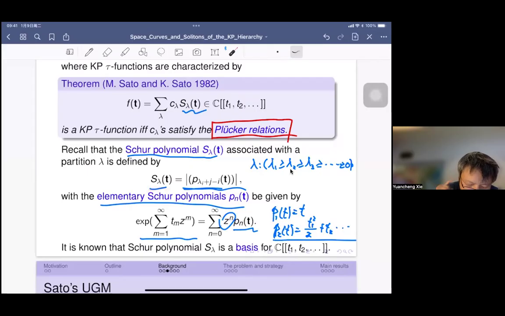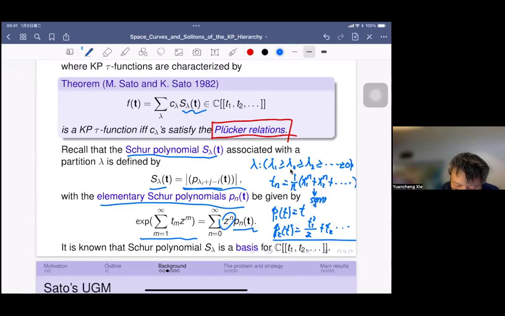This polynomial has actually existed in mathematics for more than 100 years. If we just take t_n to be 1 over n times (x1 to the n plus x2 to the n plus etc.), imagining there are infinitely many variables x1, x2, ..., xn, then each of these t_n is a symmetric power sum function. So this is a symmetric function.